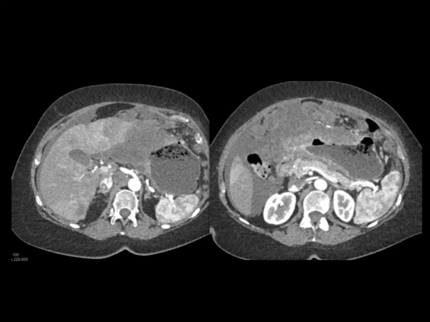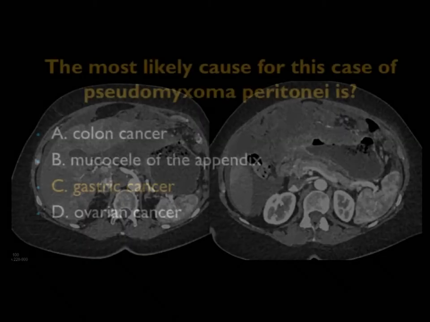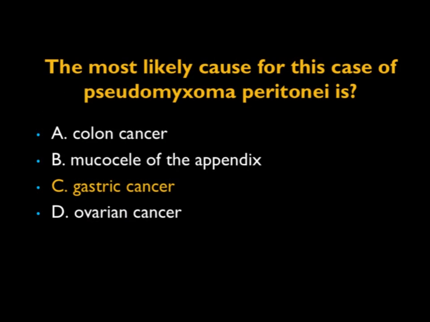Gastric cancer, mucinous adenocarcinoma, is one of the common causes of pseudomyxoma. This wasn't appendix, it wasn't going to be ovary, it wasn't going to be colon cancer, because you see the gastric tumor here. Now, occasionally you can have pseudomyxoma and you have implants on the stomach, so it can be confusing. But based on these two images, this is gastric adenocarcinoma.